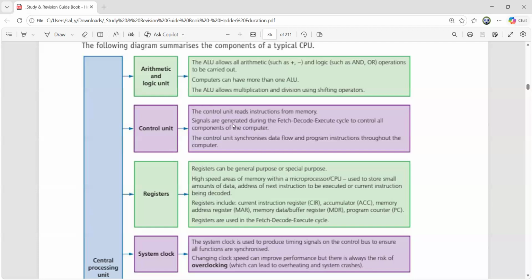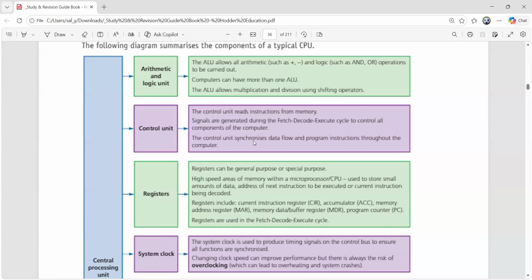So here we can see signals are generated during the fetch, decode, execute cycle, which is coming just after this topic, to control all the components of the computer. So actually the CU, as the name suggests, is controlling all the operations that are happening in the computer and is dealing with the fetch, decode, execute cycle. Fetch, decode what to do, and execute accordingly. And this keeps on happening with us too, all the time, unknowingly: fetching the instruction, decoding what to do, and then executing it.